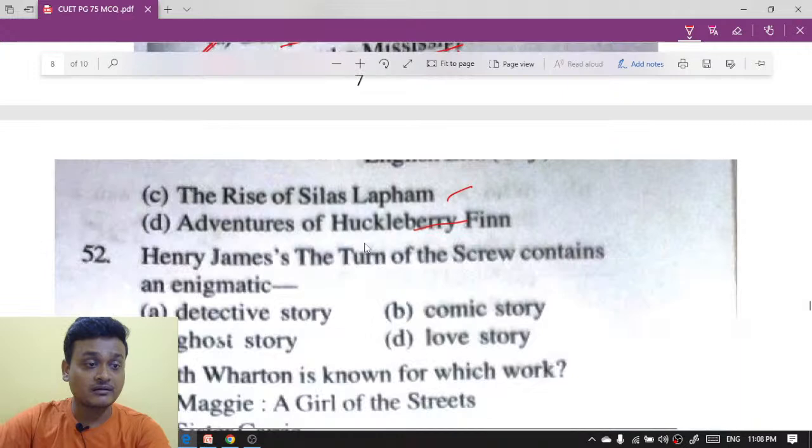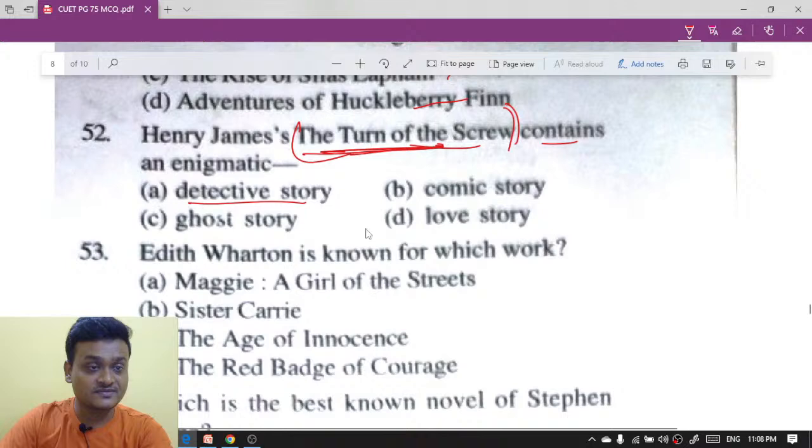Another famous novel by Henry James is The Turn of the Screw. It contains an enigmatic detective story, no. Comic story, no. Love story, no. Ghost story. So it is a horror story, a ghost story. Henry James' novel The Turn of the Screw contains an enigmatic ghost story.